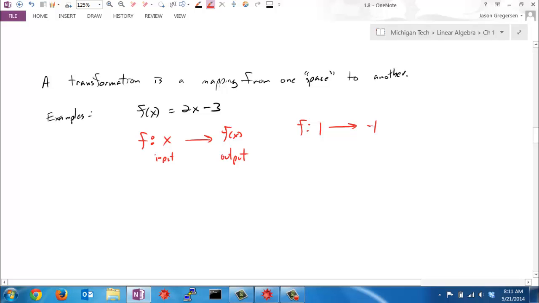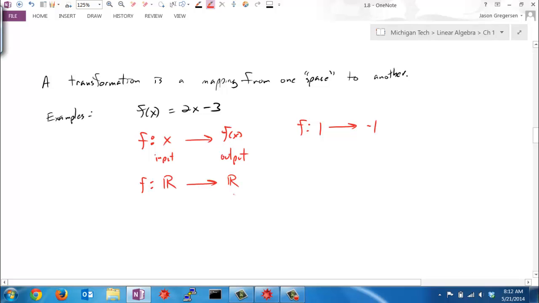Now the other thing we have to be aware of is what are our inputs and what are our outputs. So for this specific transformation, what are all the possible inputs that we could use here? What could we put into our function? Any real numbers. There's really no restrictions here, just any real number. And then we look to the output and say, what are the outputs that we could possibly get out? In this case, also any real number.